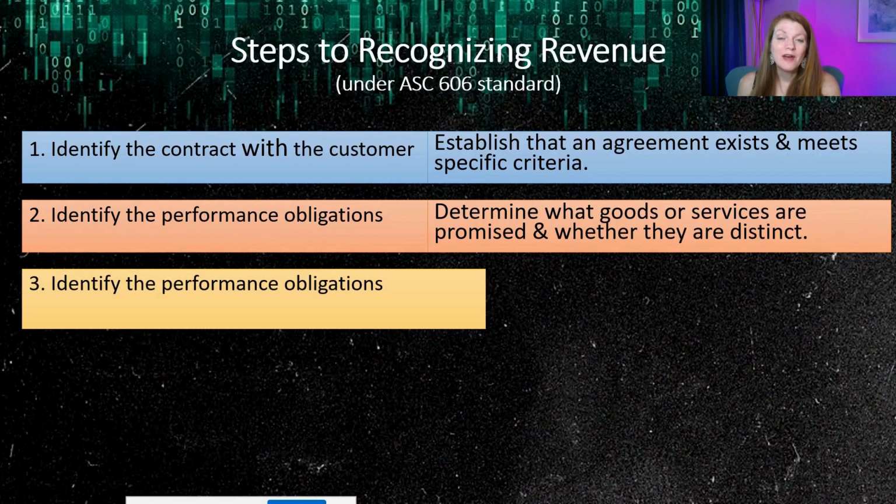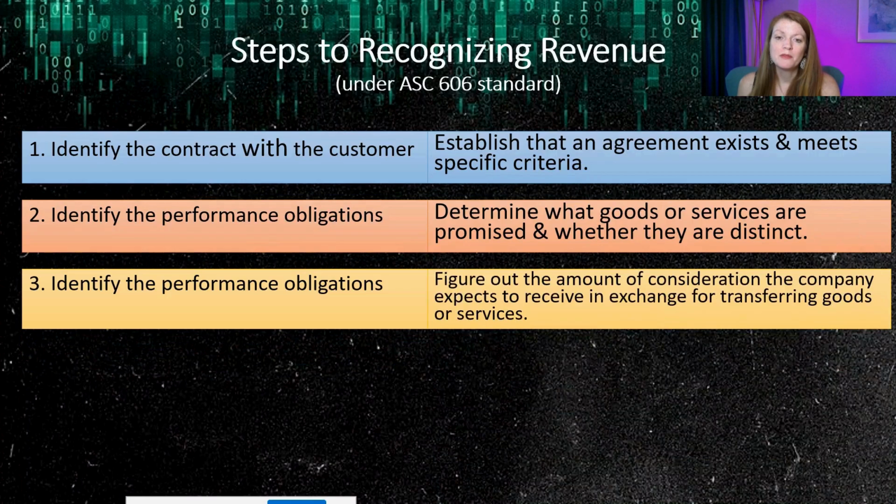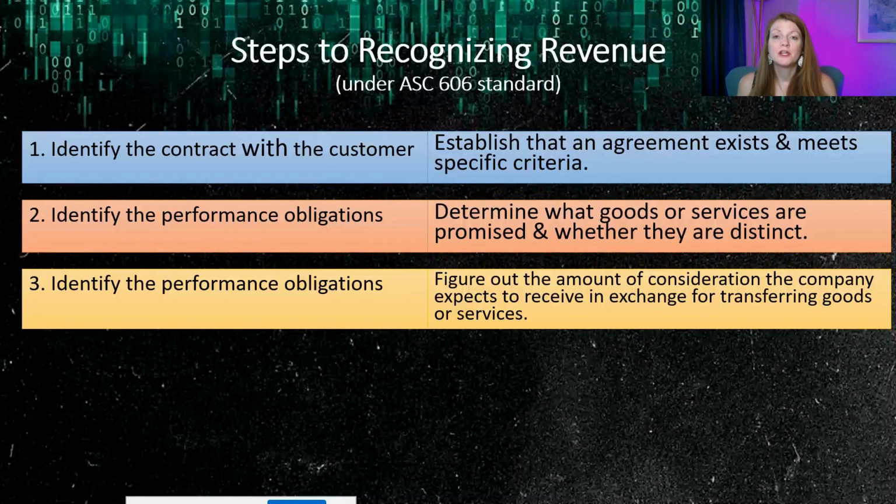Third, we want to determine the transaction price. We are going to focus a lot on step 3, so we won't look at that until a separate video, but there are a lot of things to consider with step 3. We want to figure out the amount of consideration the company expects to receive in exchange for transferring goods or services. And it can be super straightforward and easy, or it can get really complicated.